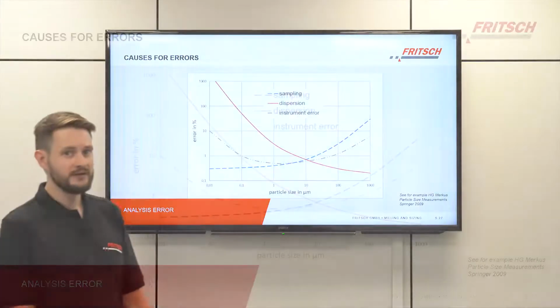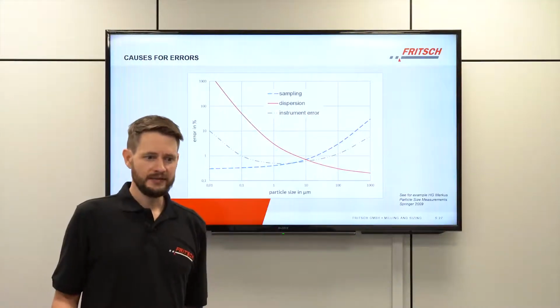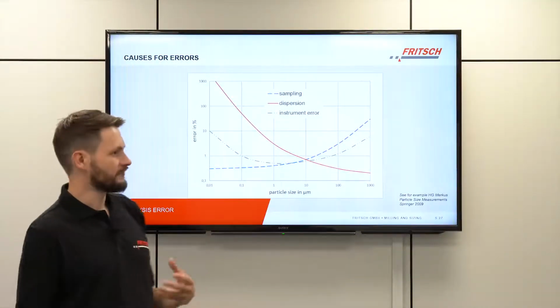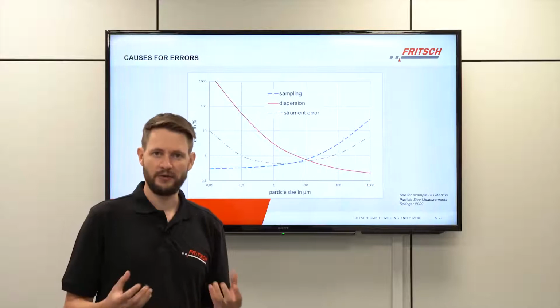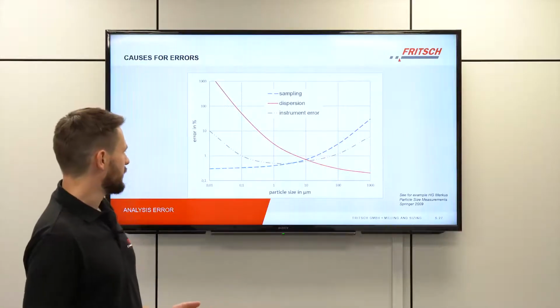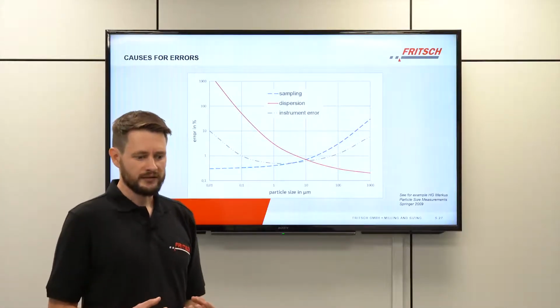And how can we avoid or lower these errors? Let's have a look at the different error sources depending on particle size. If we start with the sampling, it becomes more critical the bigger the particle sizes become. Now, why is that? The sampling error basically occurs when we have different particle sizes. Let's imagine we have a sample with very big particles. Here we would have a lot of volume in a single particle.